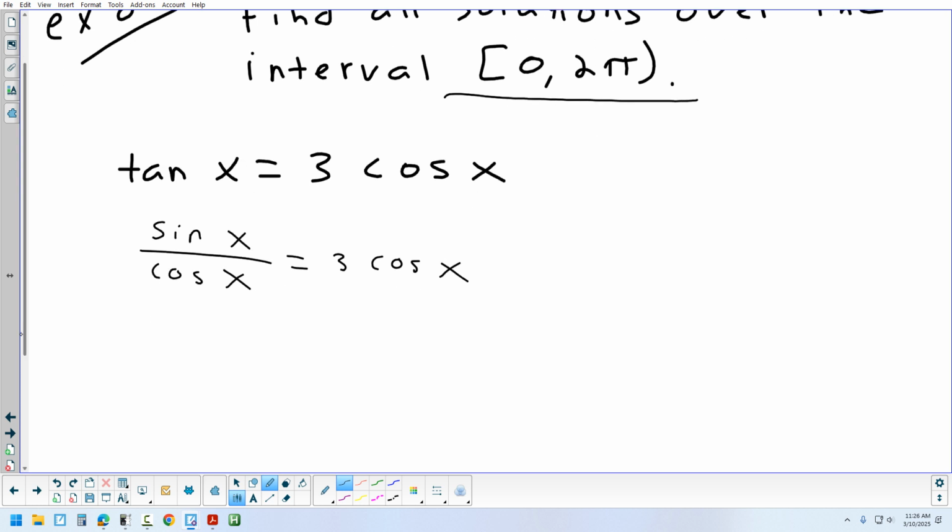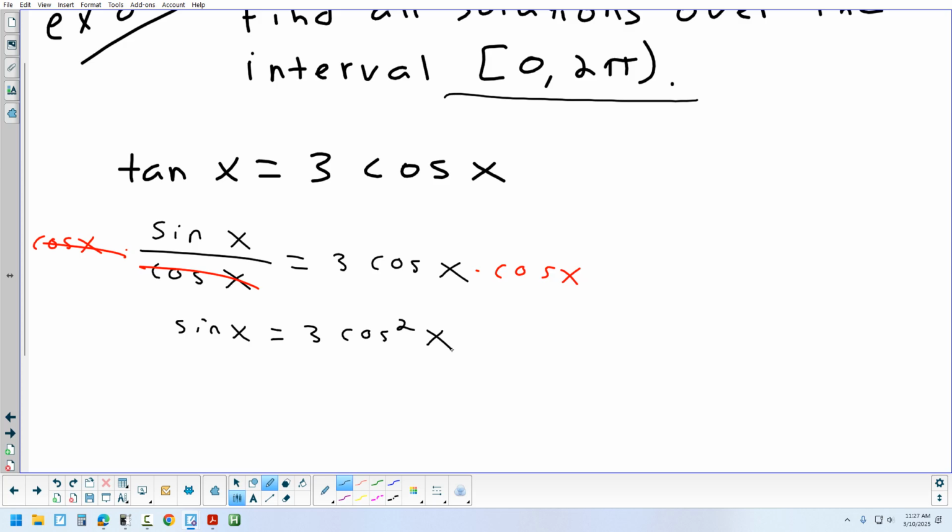Now that creates a fraction, which I don't like either, but at least it's sines and cosines. How could I get rid of having a fraction on the left? Yep, by multiplying by cosine x, and watch what happens. That's gone. And we get sine x equals, and what's on the right side? Cosine squared.